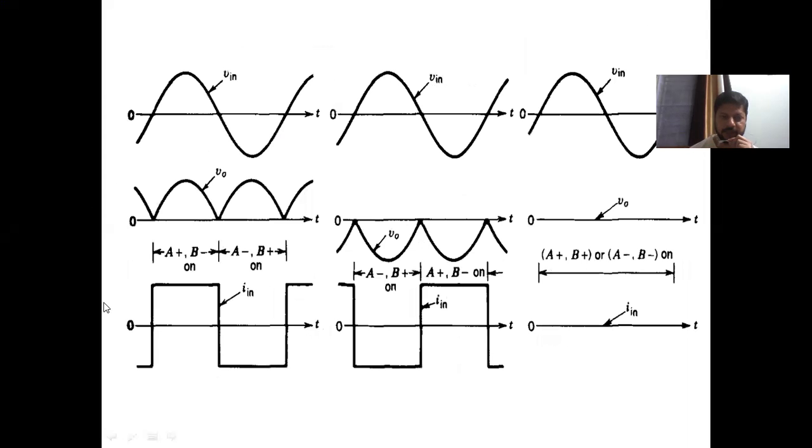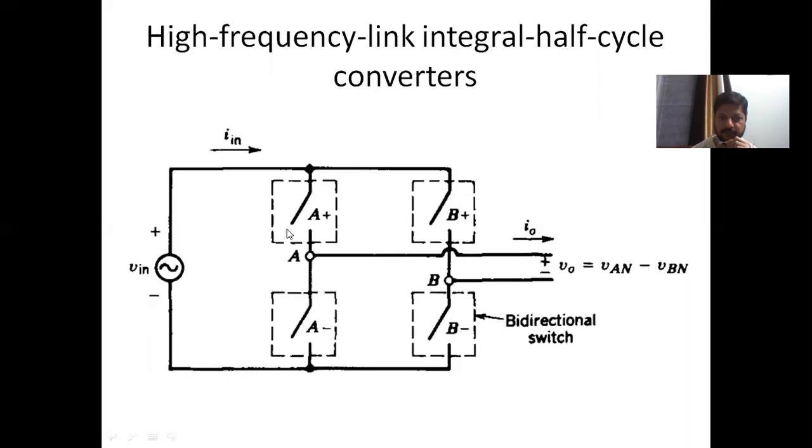In the lower waveform, you can see the supply current. When A plus and B minus are conducting, the supply current is positive. Whereas when A minus and B plus are conducting, the supply current is negative.